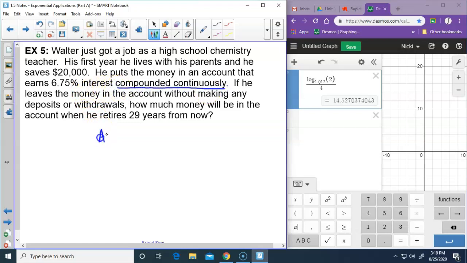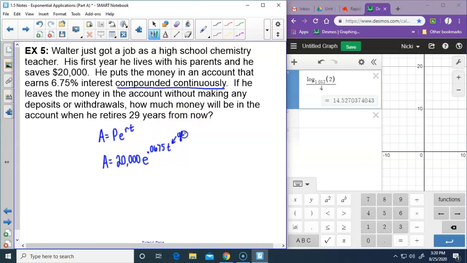So that should tell us we're using A equals P e to the rt. So our amount is going to be our principal, which is $20,000, e to the rate, which is going to be 0.0675. Make sure you change that to a decimal, times T, which is time here. And in particular, that time is going to be our years.